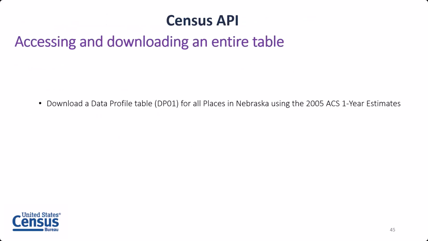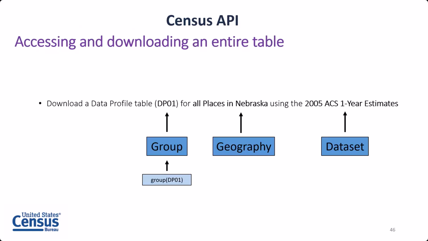So my example here, I want to download a data profile table for all places in Nebraska using the 2005 ACS one-year estimates. So again, breaking down the three parts of this API query here, rather than a variable this time, we're using a group. We're going to use DP01. Our geography is going to be all places in Nebraska, and then that data set, we're going to use the 2005 ACS one-year estimates.